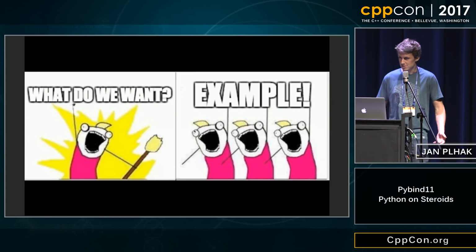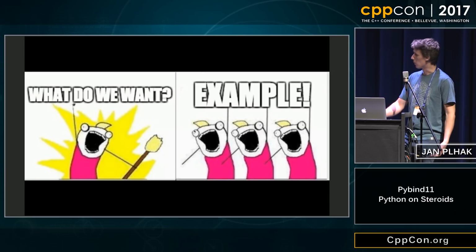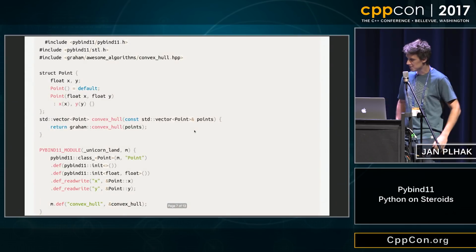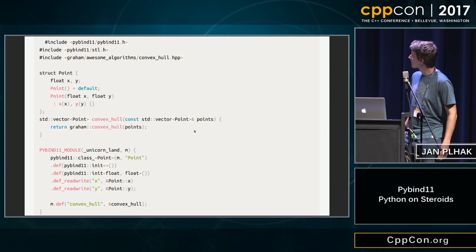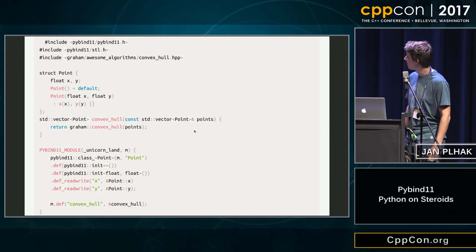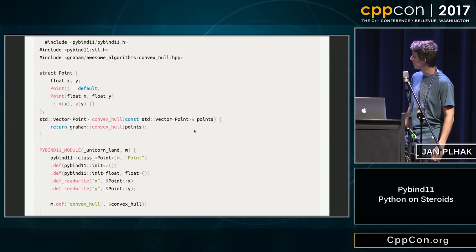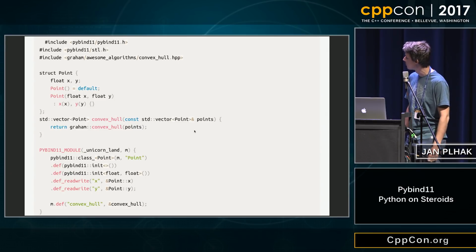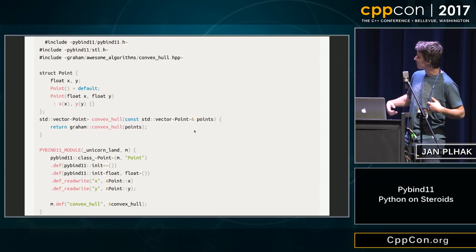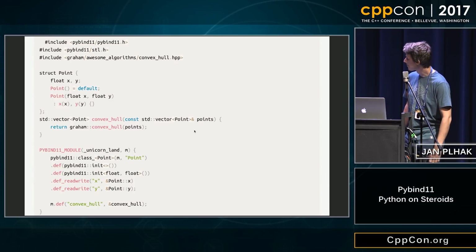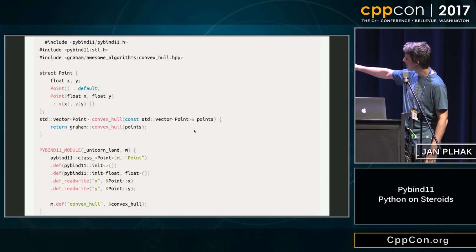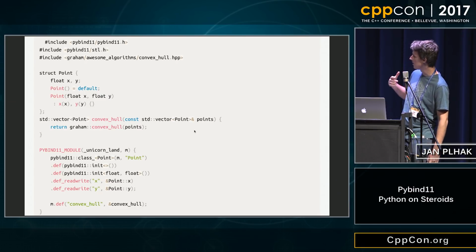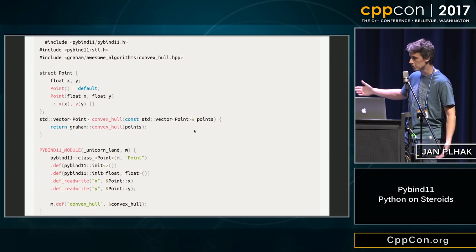So let's see some examples, because that's what we want, right? Here is an example of some C++ code. We define a point. We define a function that uses Graham's convex hull algorithm and tries to compute it. And then we define this magic syntax down there that says that we are about to define a Python module. It's called unicorn land, because we want unicorns.